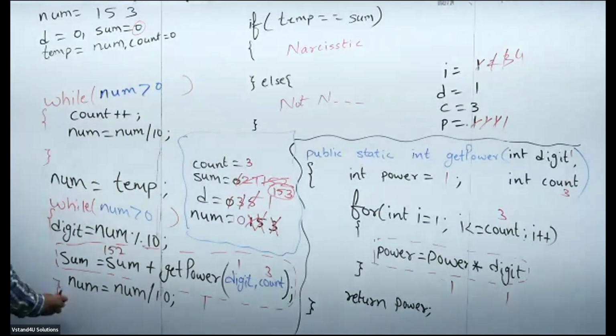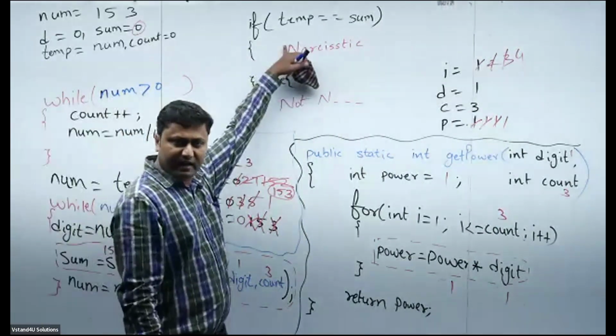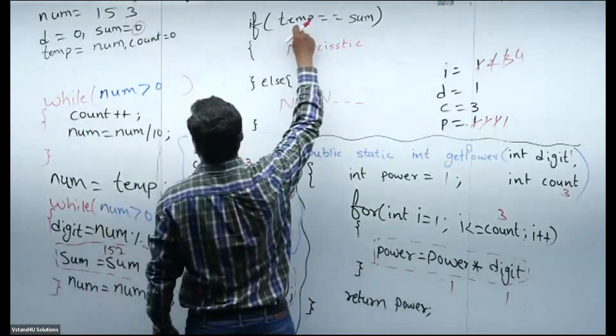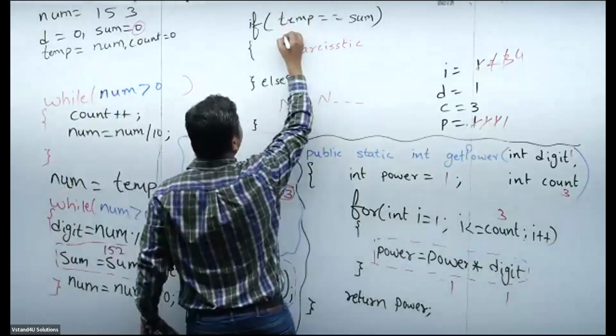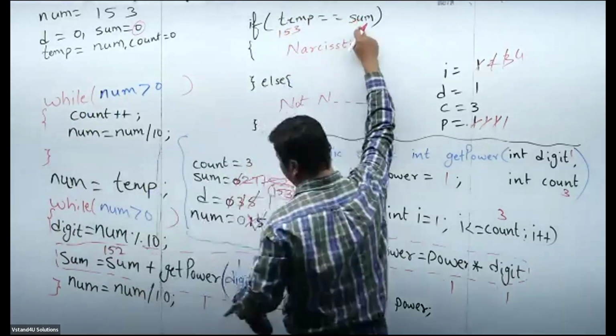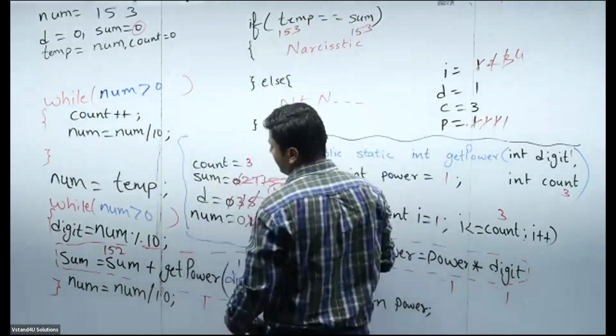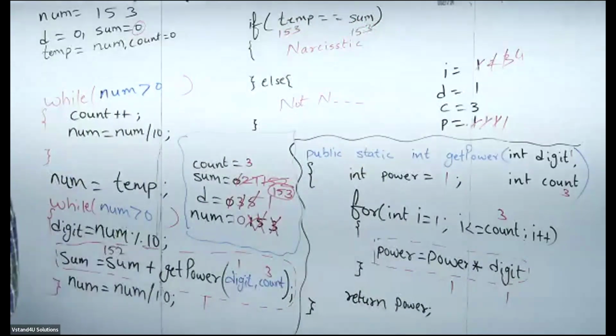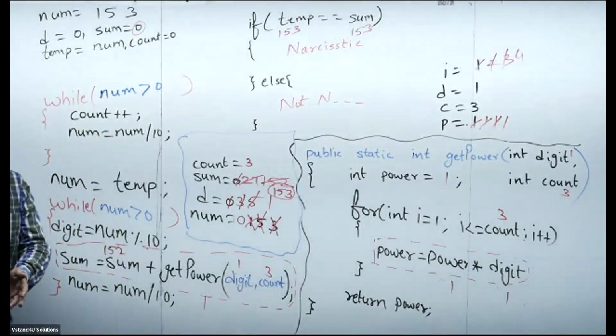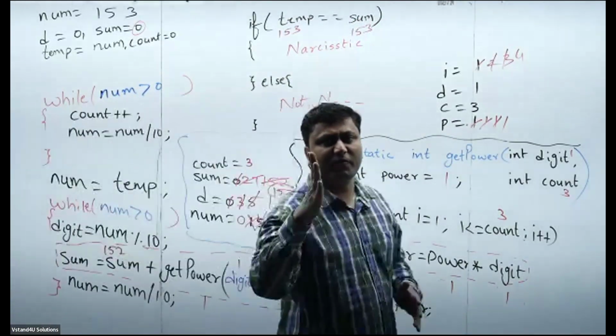Step out of this and then check this condition. Agree? Yes, sir. What's the value of temp right now? Temp value is 153. Some value what to found? 153 is equal to 153. Agree? Easy to understand all of the 3 points.